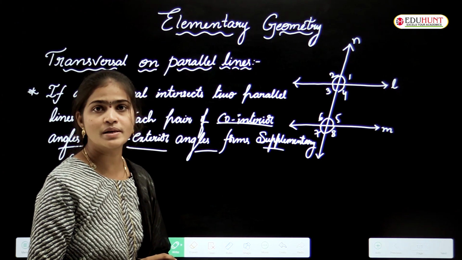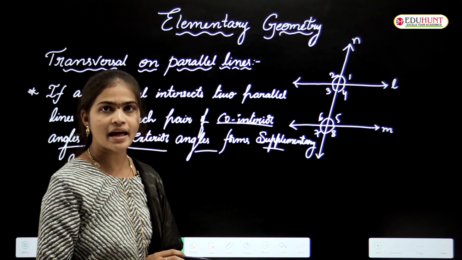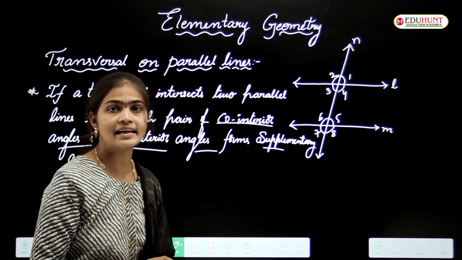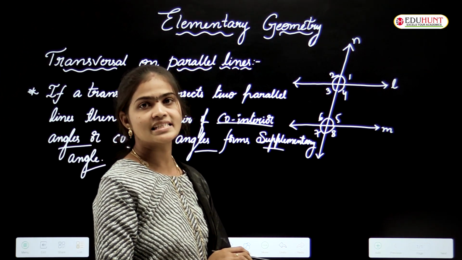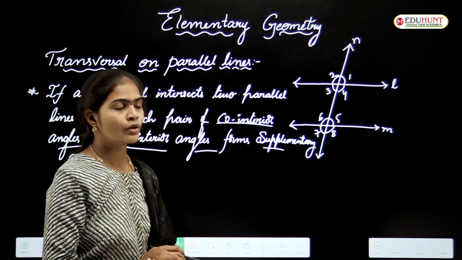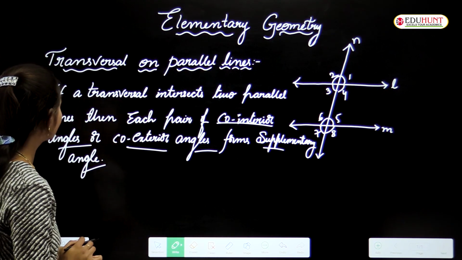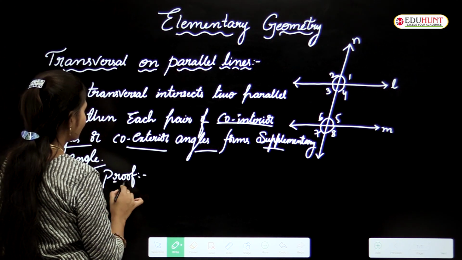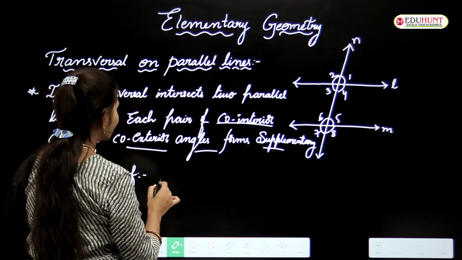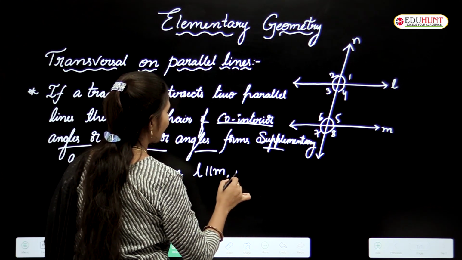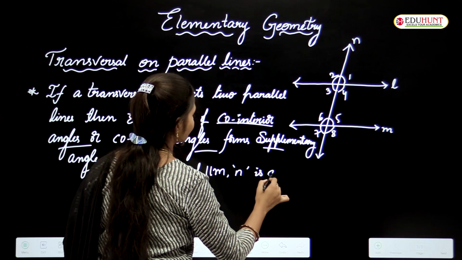When is this possible? Only if the given lines are parallel, then the sum of each pair of co-interior angles or each pair of co-exterior angles is equal to 180 degrees. Whether this is true or not, just see the proof. In that condition, what is given? From that figure we can write that L is parallel to M and N is a transversal.